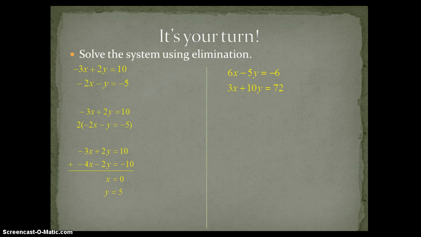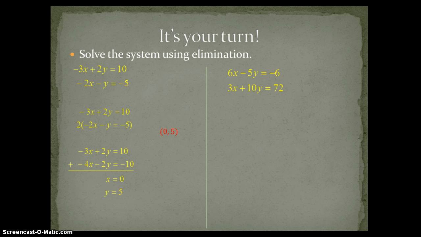Well, for these two systems, I got the y's the same. You could have done it with x's, it's completely fine, but I multiplied the bottom equation by 2 to eliminate the y's. So I get x is 0, y is 5, my point of 0, 5.